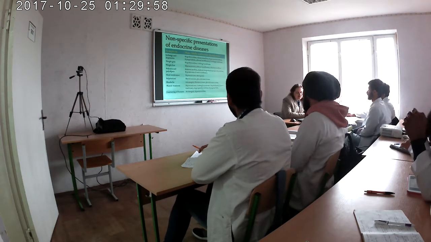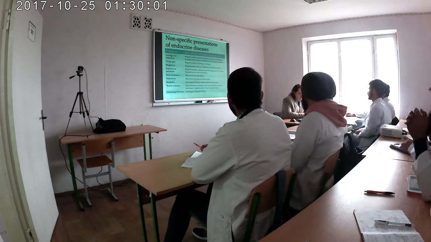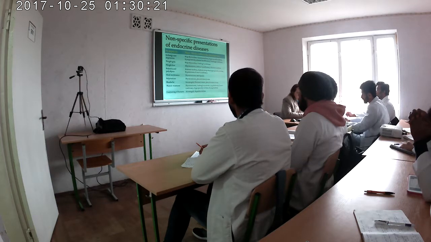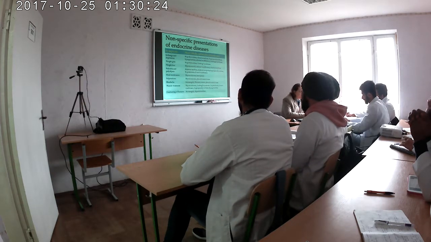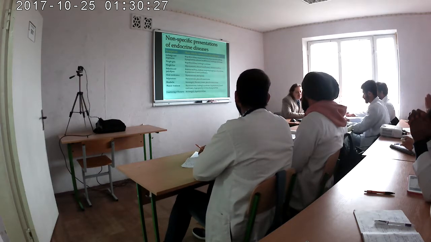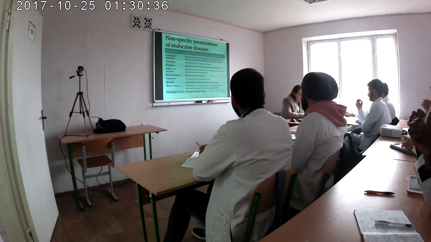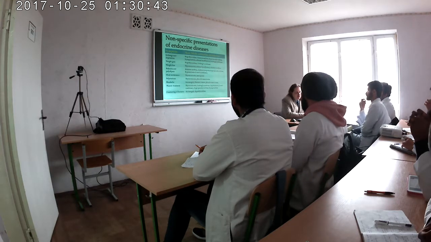Weight gain, hypothyroidism, Cushing. Cushing is what? Hypercorticism. Weight loss, thyrotoxicosis, adrenal insufficiency, so adrenal failure, right? Diabetes mellitus, especially in children, we're talking about diabetes mellitus type 1, where weight loss is the symptom of diabetes, not type 2, where weight gain is the cause of diabetes. Two completely different things.